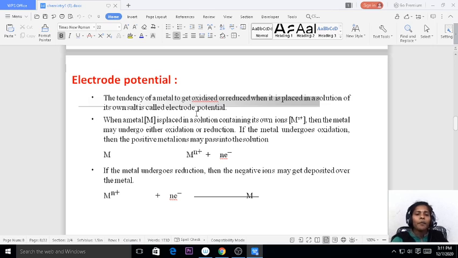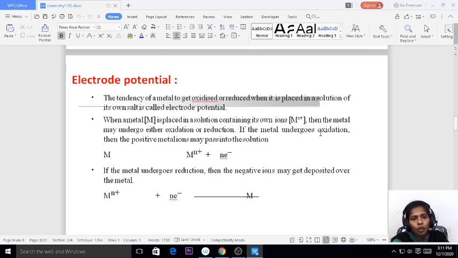So what happens here? When the metal is dipping in its own salt solution, either the metal undergoes oxidation or the metal undergoes reduction. Due to oxidation or reduction, it is releasing the potential. That potential value is called electrode potential. So when a metal is placed in a solution containing its own salt ions, taking the example of metal M, that solution must be having M n+ ions. Then the metal may undergo either oxidation or reduction.